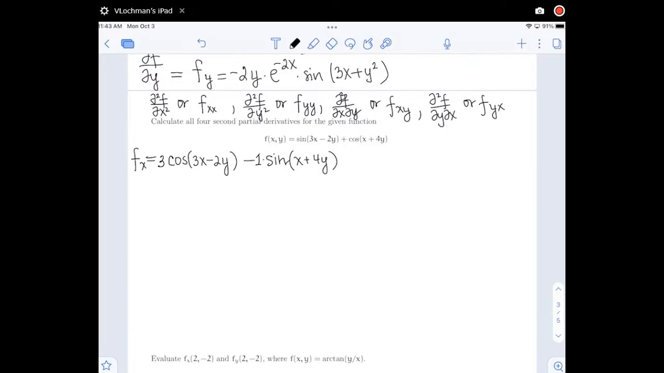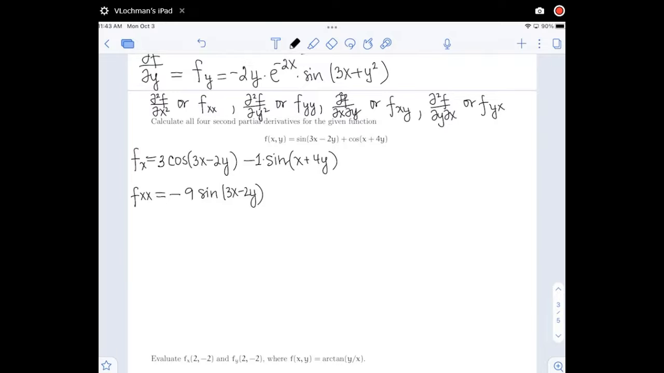Because now we need to compute it again, so I want to make sure that this first step is good. Okay. All right. Now we're going to go ahead and differentiate that with respect to x again. The derivative of cosine now is negative, right? Negative sine 3x minus 2y. That doesn't change. Now the derivative of the inside is 3, so 3 times 3, that's 9.